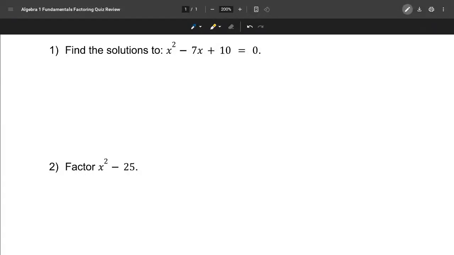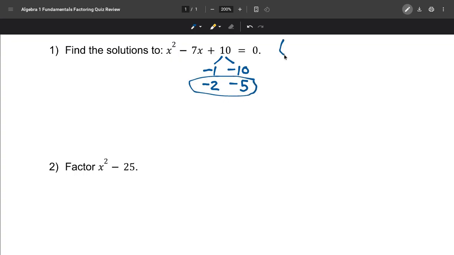In this video, we are going to be reviewing for an Algebra 1 Fundamentals Factoring quiz. Let's look at problem 1. We're finding the solutions to x squared minus 7x plus 10. We have a negative in front of x, so negative 7, but the two factors will multiply to positive 10. So we're going to list the factors as both being negative. We could do negative 1 times negative 10, but that adds to negative 11. That's not what we want. We want negative 2 times negative 5. That will add to negative 7, so we're going to select those.